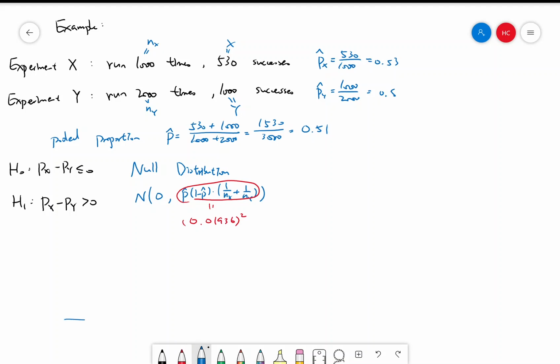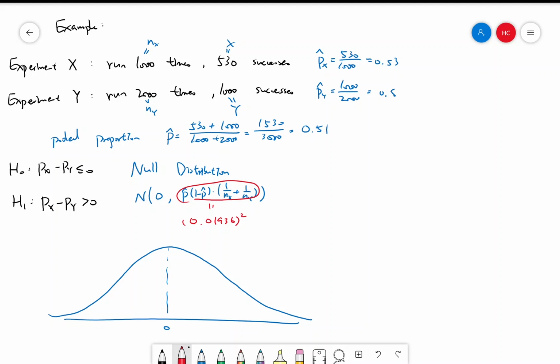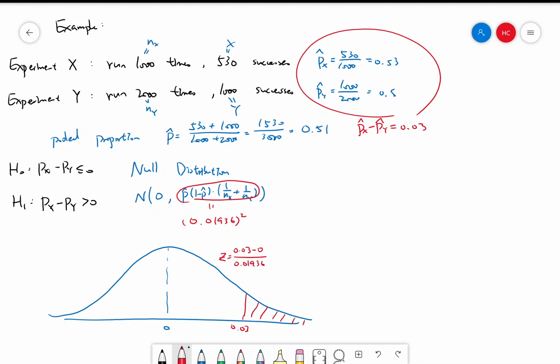So let's draw the null distribution. So the mean is 0. And according to this, p_x hat minus p_y hat is equal to 0.03. So it's about here, 0.03 is our sample value. So to calculate the p-value, which is the area of this tail, we first have to calculate the z-score of this number. So z is equal to (0.03 minus 0) over 0.01936. This is equal to 1.55.